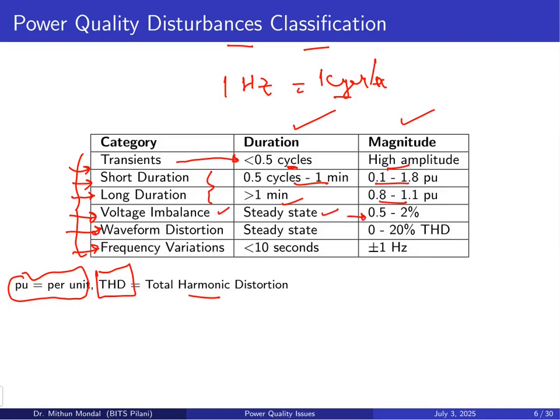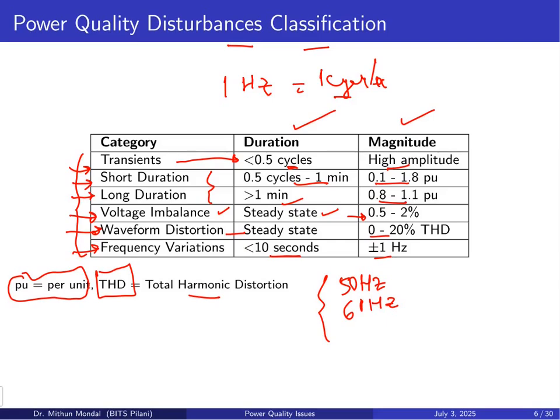It can be in the magnitude of 0.5 to 2%, and the waveform in the steady state can have distortion from 0 to 20% THD. Frequency variation is less than 10 seconds and the magnitude is plus minus 1 hertz. Remember, the frequency is for a country. For example, in India we have a 50 hertz frequency supply, and for the US, the frequency is 60 hertz. So these frequency variations are limited up to plus minus 1 hertz.